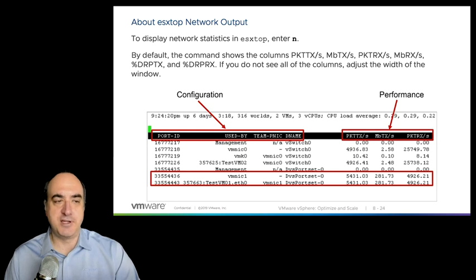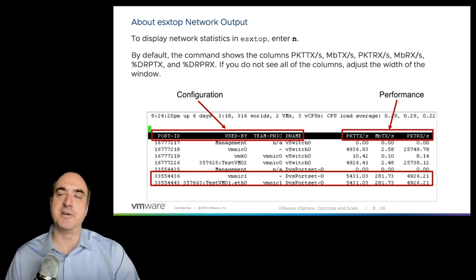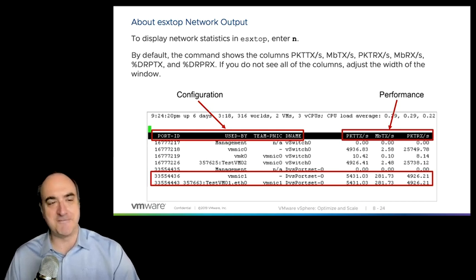So you have a lot of interesting metrics here, and it's very useful to make sure all the columns that you're interested in are actually on a terminal window that is wide enough to show them all, because in our example here, they obviously can't fit, which is unfortunate.